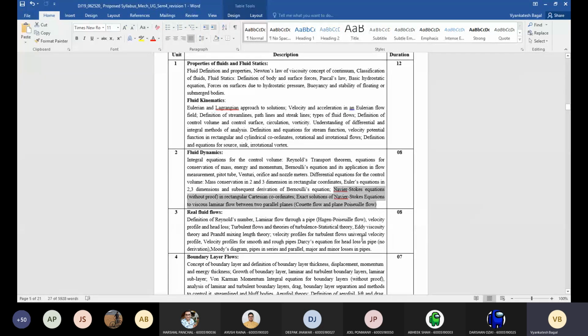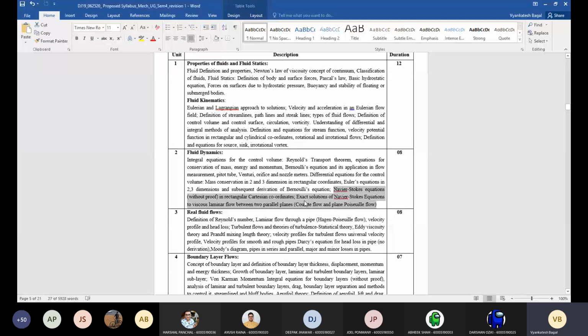The Navier-Stokes equations. We are directly going to take the Navier-Stokes equations. We are not going to prove these equations. The proof of these equations is covered in the master's course. If you are doing masters in thermal engineering or fluid engineering, at that time you are supposed to derive those equations. But for our case, we will take those equations without proof, but we will discuss each and every term in these equations and their significance.